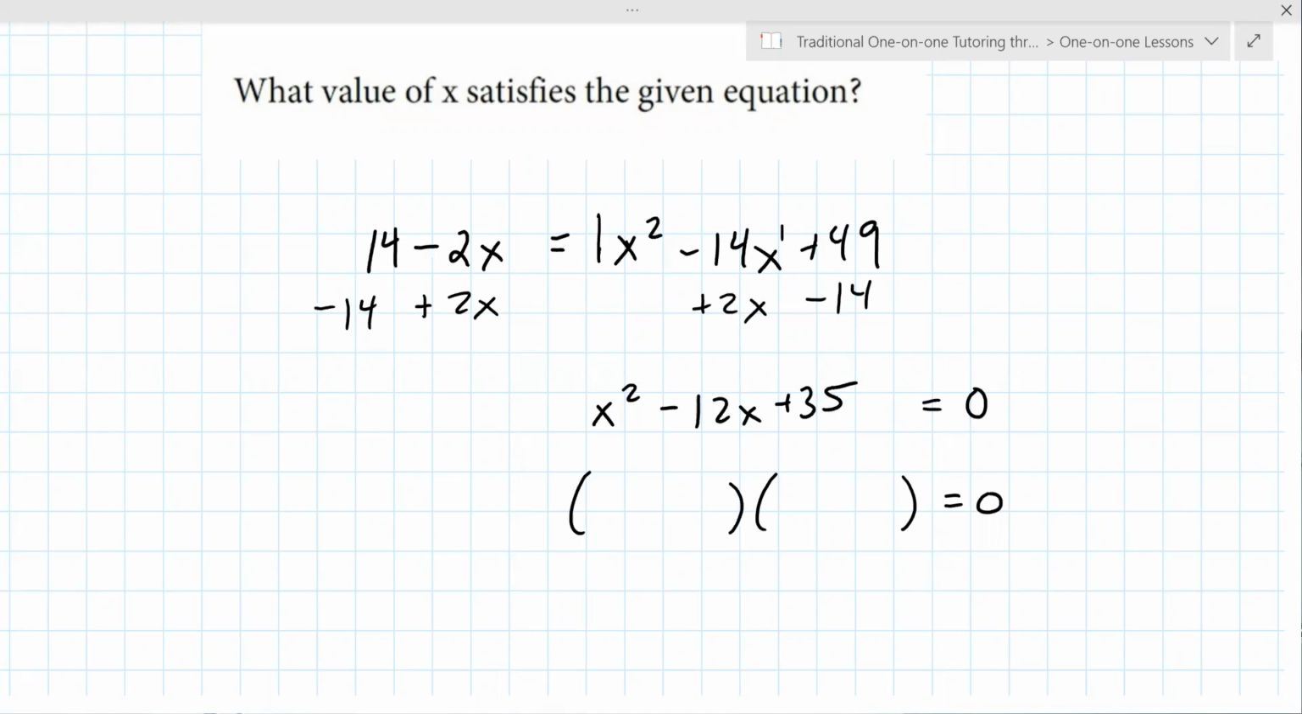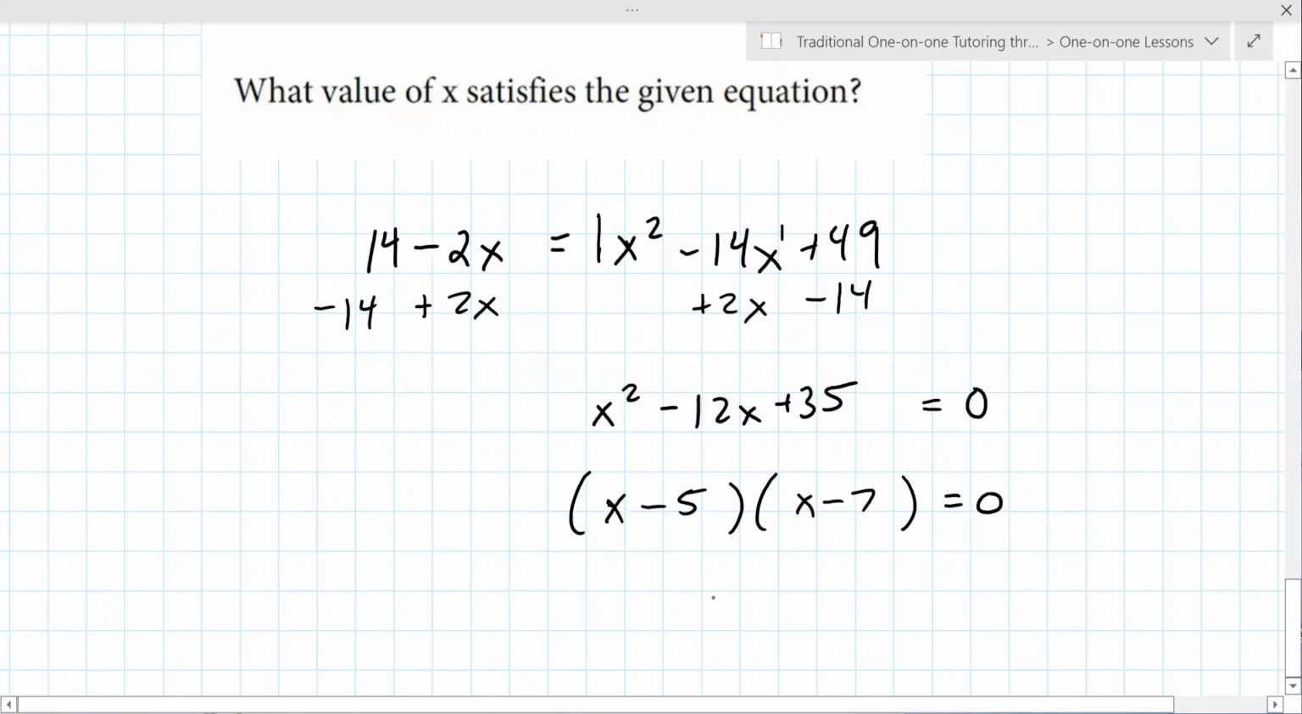Okay, I got the x equals 5 and x equals 7. Okay, now there's actually a bit more to this question because it's a root.